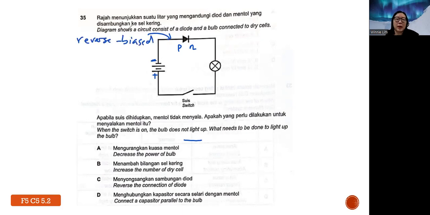If you want it to light up, there are 2 ways. Either I change the direction of the diode, so N is connected to negative and P to positive. Or I keep the diode as it is and change my battery terminals, so it is still positive to P and negative to N. So this is the way. Looking at the options: decrease the power of the bulb, no. Increase the number of dry cells, no. Reverse the connection, yes. Connect a capacitor, also not an option. So the answer is C, reverse the connection of the diode.